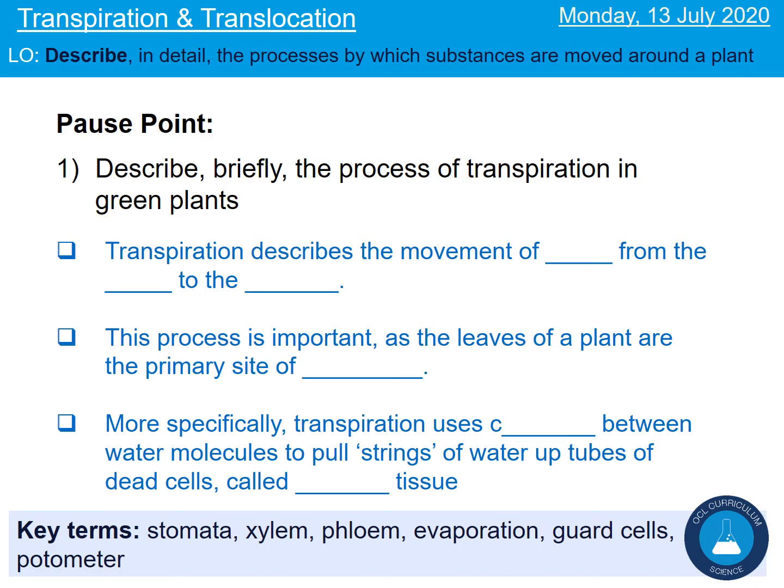Now, here's our first pause point question. We've got 3 sentence starters that we need to complete. This will provide a brief description of the process of transpiration. Giving you 2 minutes to copy and complete this description. If I can ask you to pause the video at this point to make sure you have sufficient time to do so.